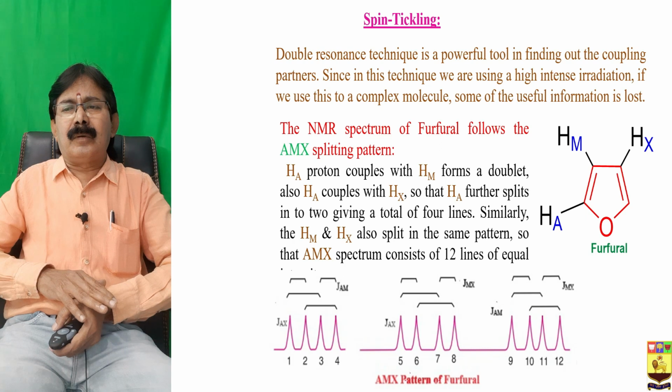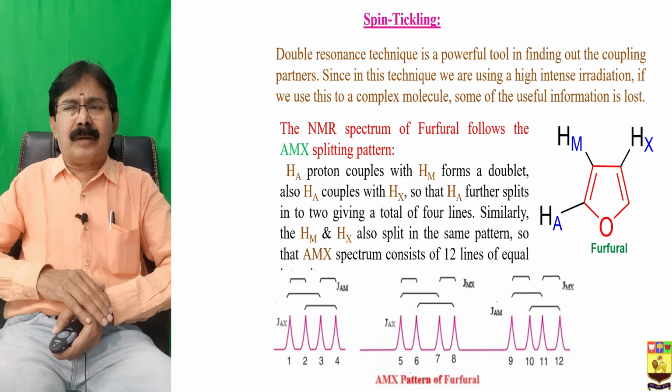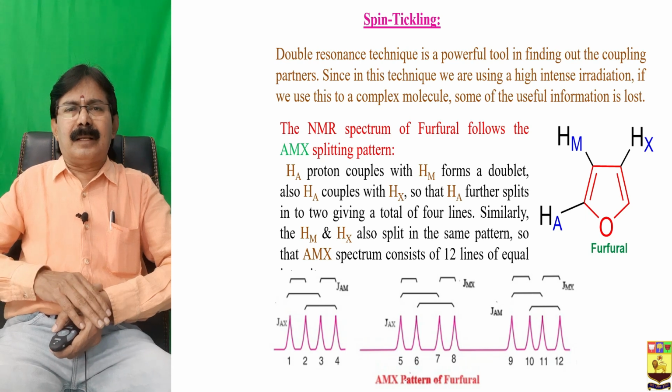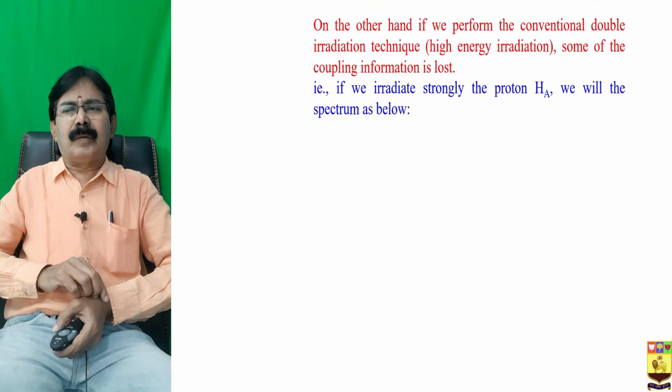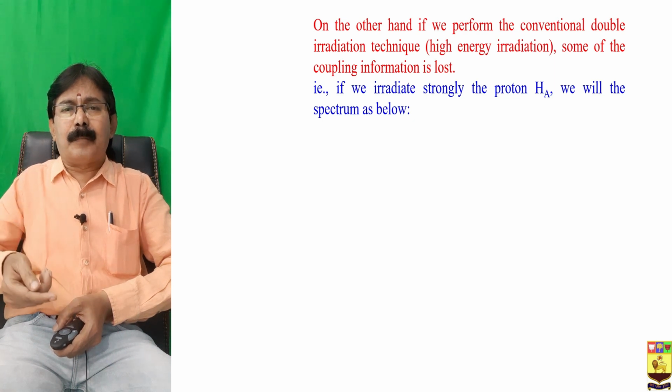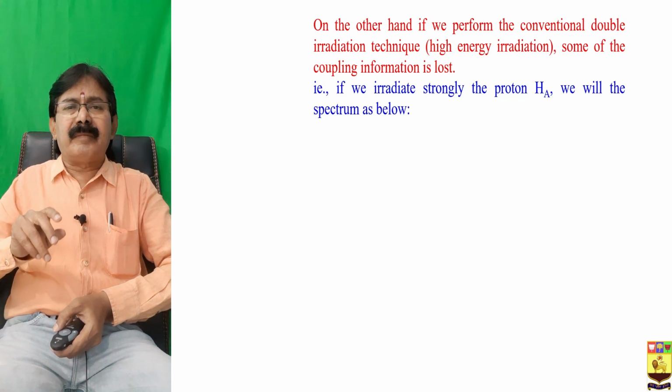Okay, so this is a spectrum. We have the 12 lines, and I have given the coupling information also. And if you want to find out the coupling partners by using the double irradiation technique, most of the information is lost.